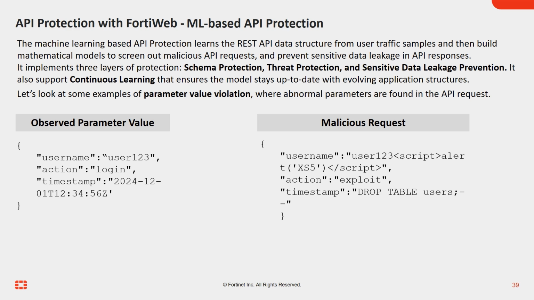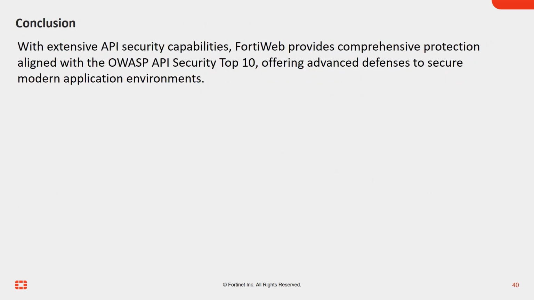In conclusion, with extensive API security capabilities, FortiWeb provides comprehensive protection aligned with the OWASP API Security Top 10, offering advanced defenses to secure modern application environments.